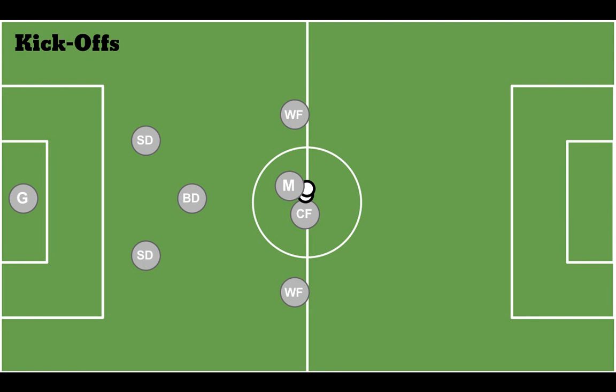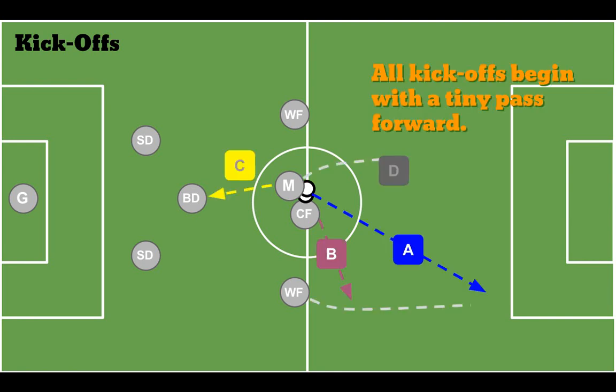The first play in a kickoff is always going to be a tiny pass forward. So the midfielder will pass the ball 1 foot to the center forward or vice versa, at which point we have 3 plays. The person who's receiving that pass can either A, pass it long to one of our wings, B, pass it sideways to one of the wings, or they can actually just kick it back to the back defender who steps up in the kickoff, who then probably just boots it forward. Again, sometimes it's easier to go backwards than to go forward.